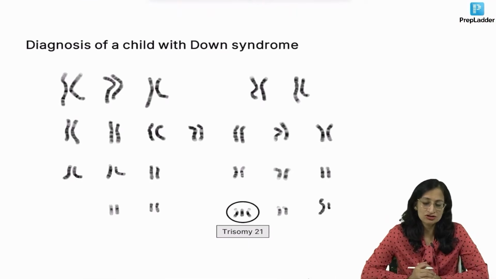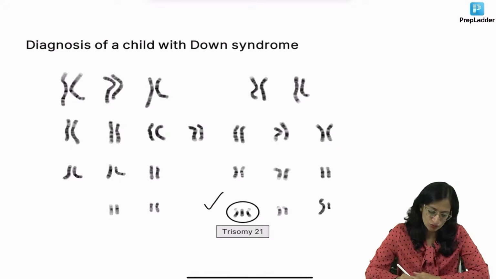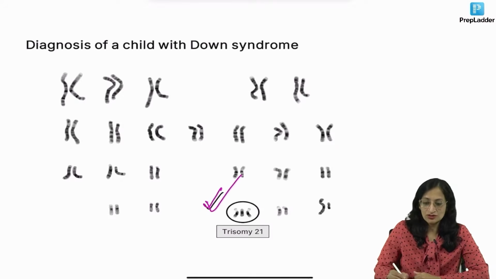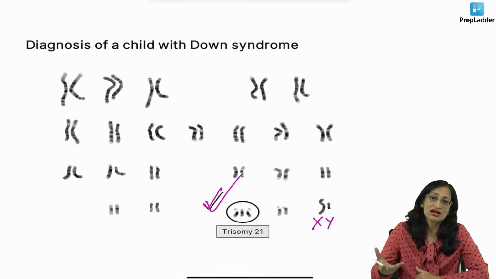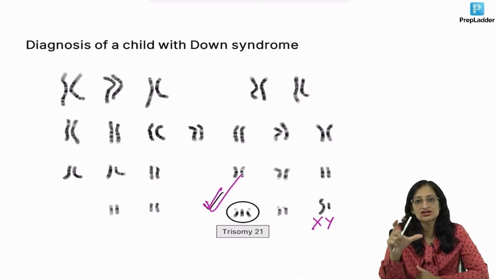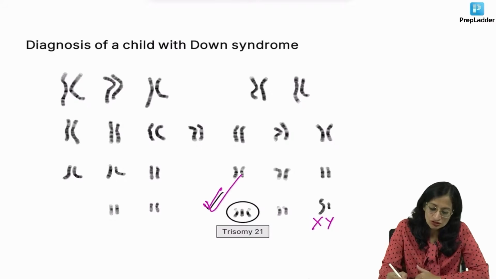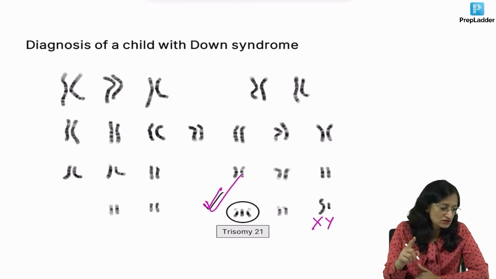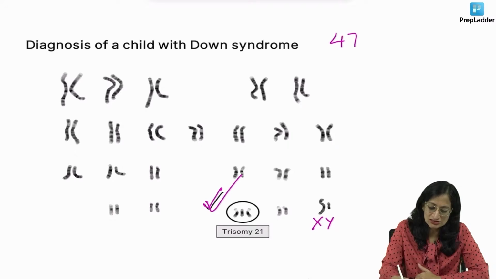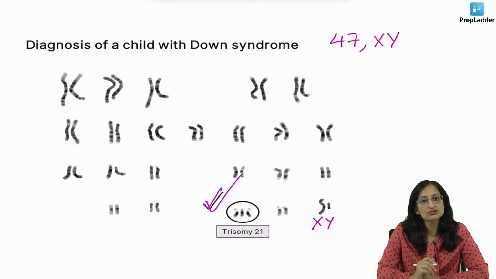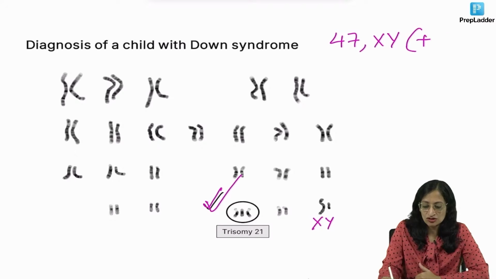In the karyotype picture, you can see that there are 3 copies of chromosome 21 here. So this is trisomy 21. And you can see that there is 1 X chromosome and 1 Y chromosome. If you were to write this karyotype, written notation had come in the exams once. If you count the total number of chromosomes here, instead of 46, it is going to be 47. And you have XY, so it is a male with Down syndrome, and you have 1 extra chromosome 21. So that is how you write it.